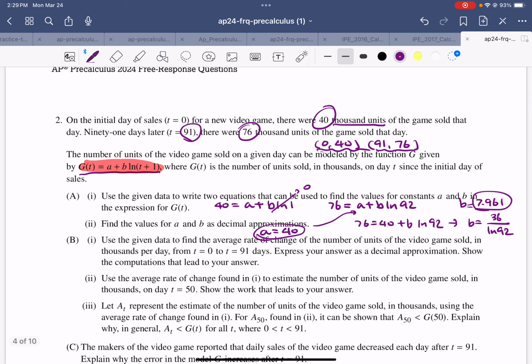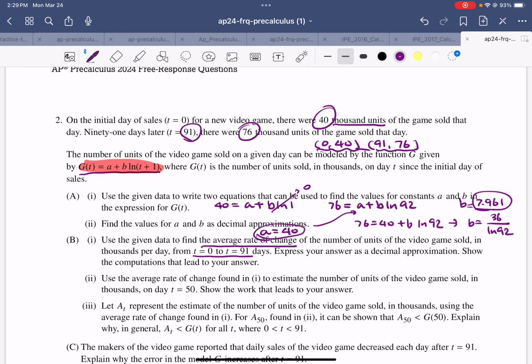Now, using the given data, part b-i, average rate of change. They ask for the average rate of change of the number of units of the video games sold, in thousands per day, from t equals 0 to 91 days. Express your answer as a decimal approximation. Show the computation that leads you to your answer.